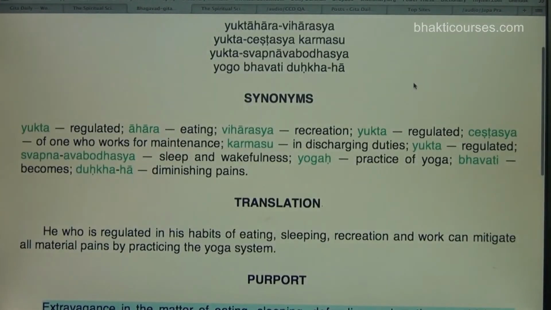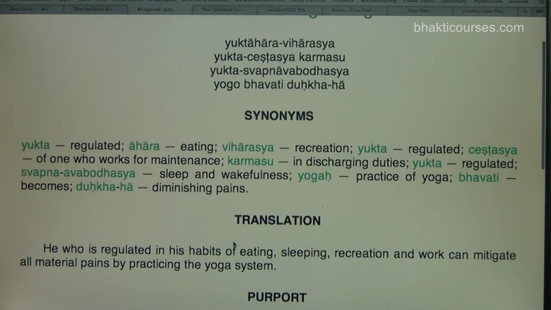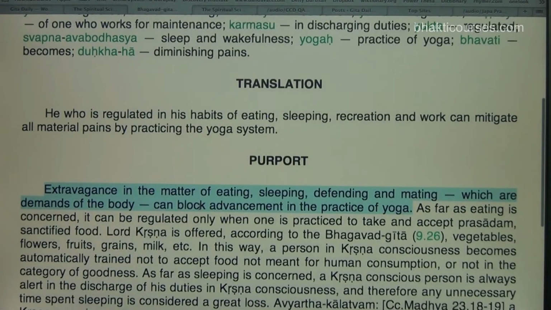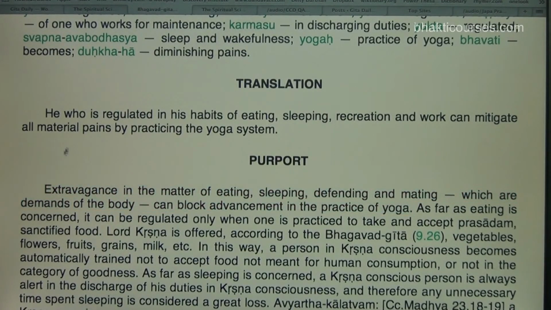Now in a rough way, ahara is related with eating, so viharasya can be related with mating. Vihara is entertainment, recreation. People engage in sex, that is the primary recreation that people do. Then cheshtasya karma, so we do a prescribed duty, that's primarily a way of defending. We want to defend our arrangements for eating, sleeping, mating. And swapna bodhasya is sleeping. So in a rough way, these four activities can be correlated with the standard bodily demands: eating, sleeping, mating, defending. So Prabhupada is saying extravagance in the matter of eating, sleeping, mating and defending. These are demands of the body, so we have to fulfill them. But if there's extravagance, then it can block advancement in the practice of yoga.